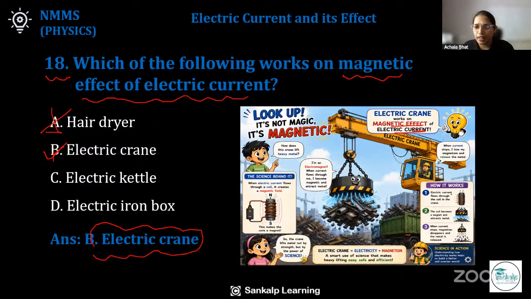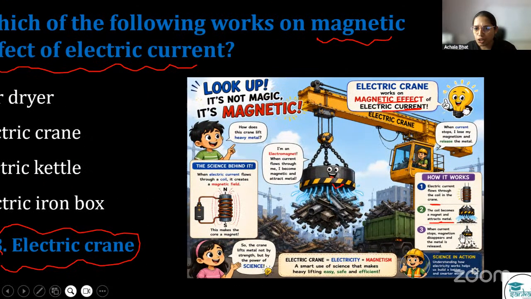How does it work? Electric current flows through the coil of the crane. If this electricity is passed through the crane, then what happens? The coil becomes a magnet and attracts metal. This crane or this coil becomes a magnet and attracts metal. And when current stops, magnetism disappears and metal is released.